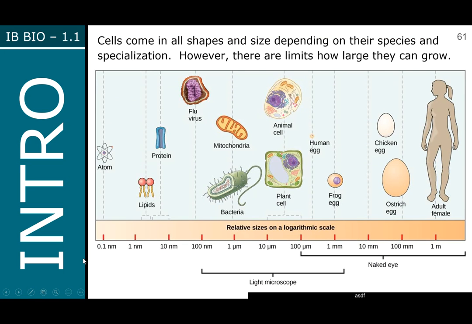So just as an introduction, remember, cells come in all shapes and sizes depending on the species of the organism that they grow in and their specialization. But there are limits as to how big a cell can grow. So when we think about all the way down on the molecular level, here we have atoms, which are super, super small, right? And then we start getting into the range of those macromolecules that we talked about. So lipids, proteins, enzymes, carbs, right? So there we're talking about anywhere between a nanometer and 10 nanometers.